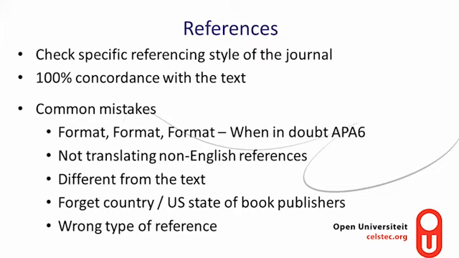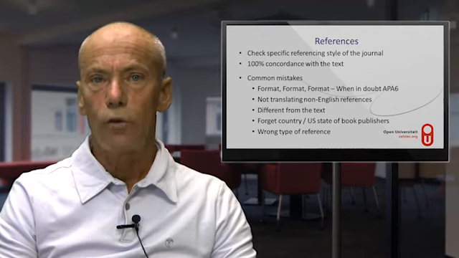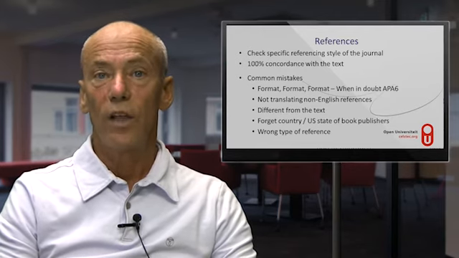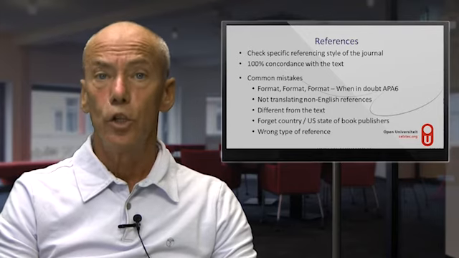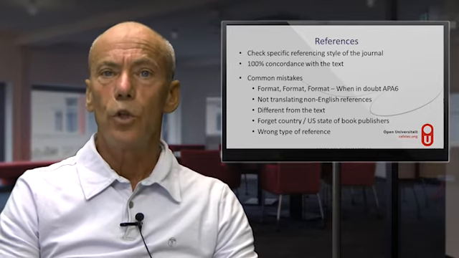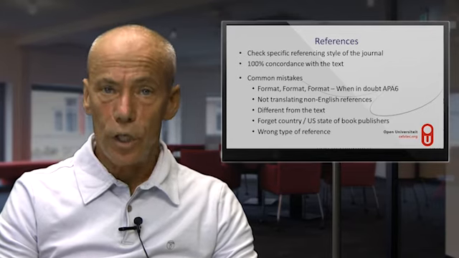Then we have references. Usually, your references in an APA formatted text will precede your figures and tables, but here I presented it afterwards. The most important thing is to check the specific referencing style of the journal. There's Cambridge style, there's Harvard style, there's Chicago Manual of Style, there's APA. They're all different reference styles. Make use of the one that your journal makes use of, and make sure there's a 100% concordance between the references that you've cited in the text and the references at the end, with the authors in the same order, with the years the same years.